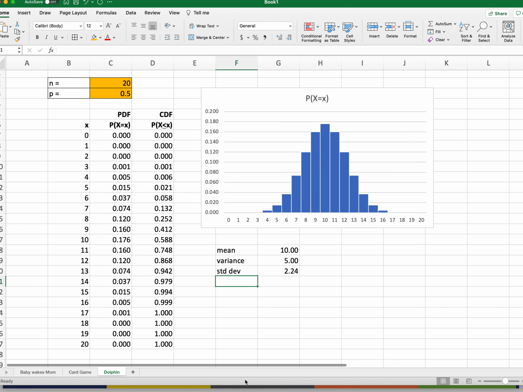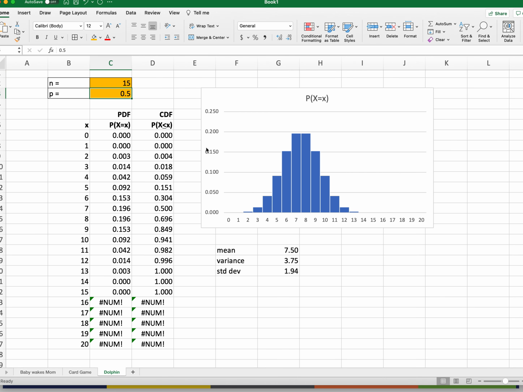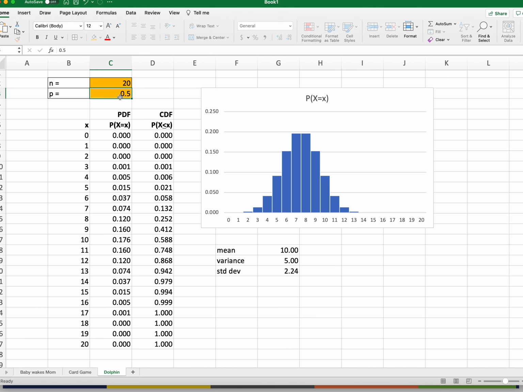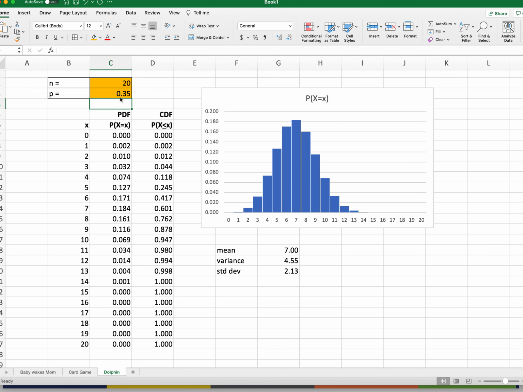And it will switch the mean and standard deviation and variance. So let's change this to 0.15 and see what happens to the mean. It changes to 7.5. It changes the variance and standard deviation. Let's change it back to 20. And let's change it to the dolphin problem, which is 0.35. And there you go.